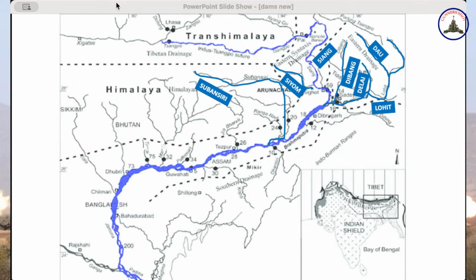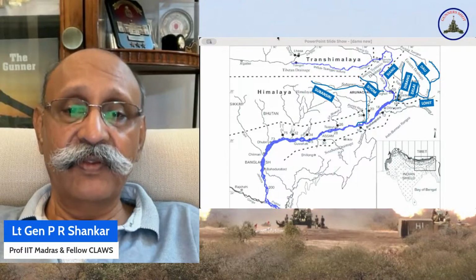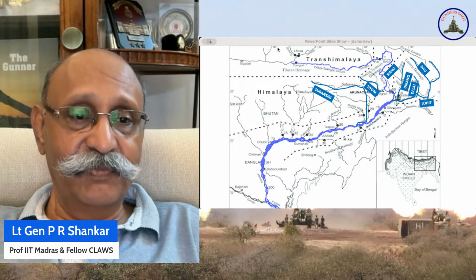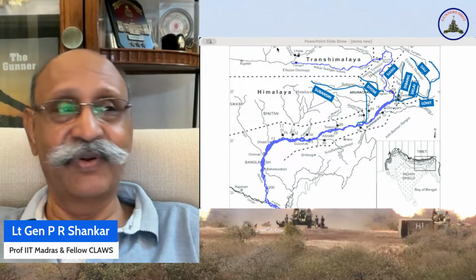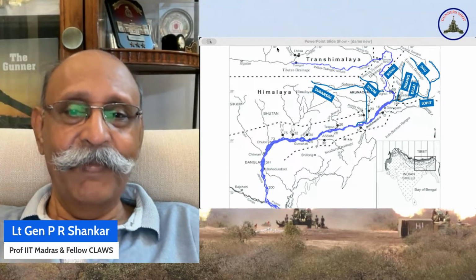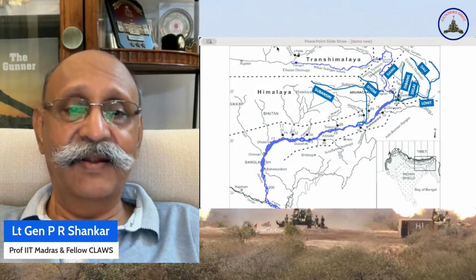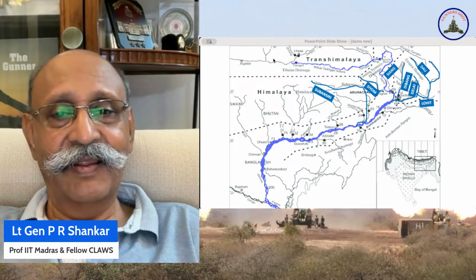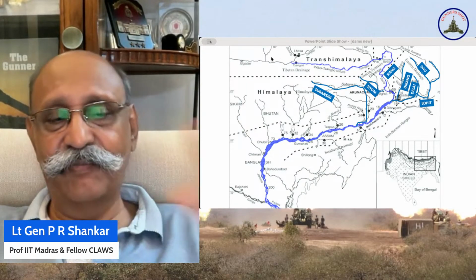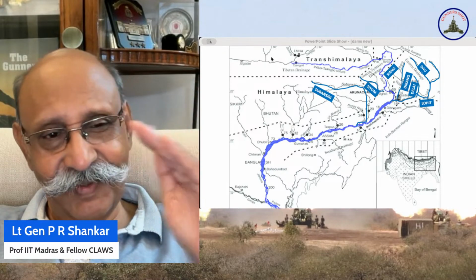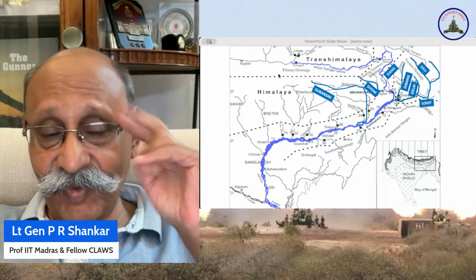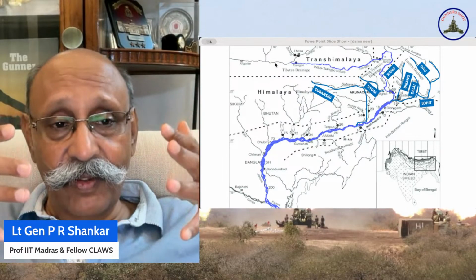Lohit comes from across. See, here the water goes that side and here the water comes this side. Now the thing with Lohit is, it enters India at a place called Kibithu. Beyond Kibithu is China. Now what I wanted to say is, from Kibithu to this place called Parashuram Kund, right where the Lohit enters the plains of Assam, the distance is 200 kilometers. So for 200 kilometers, it goes through a narrow gorge.